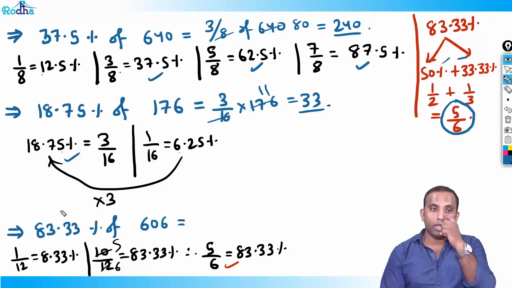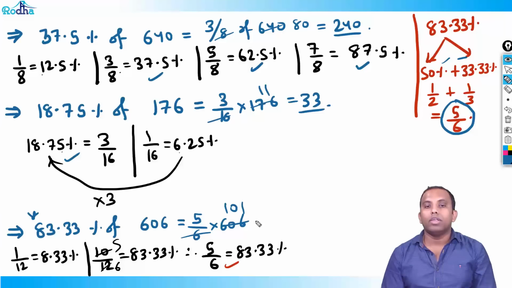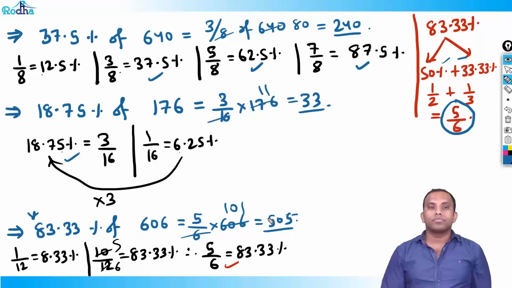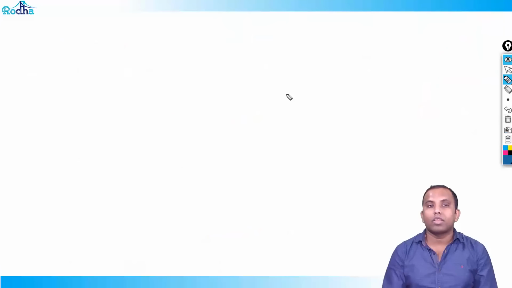Very important value, 83.33. You will see lots of times this kind of numbers in percentage and quant, right? So 5 by 6 of 606. You can cancel, 101 times. So 101 into 5 is what? 505. So 505 is the answer. Right, so all these are very nice numbers we are discussing. Okay, next one.